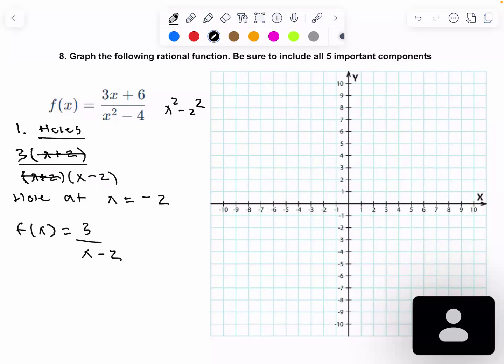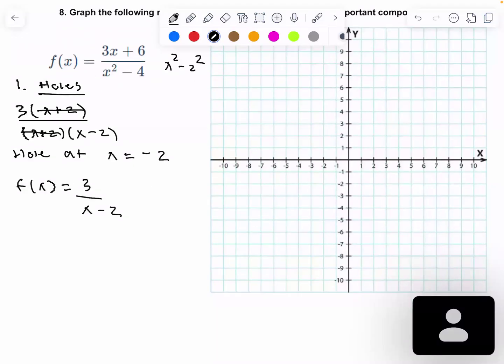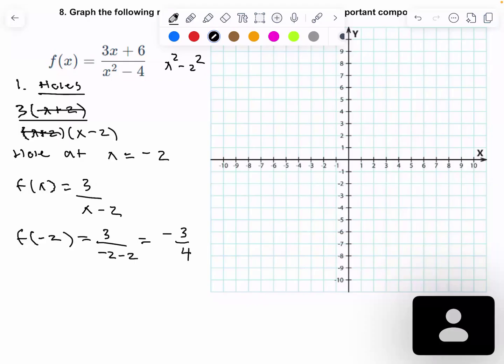But we don't just want the location of the x value of the hole. We want the y value too. So after I find where the hole is, by doing the opposite sign of whatever term I cancel out, I'm going to plug it in to figure out the y value that goes with that hole. And that looks like it's at negative 3/4. Okay, so that's my first part.